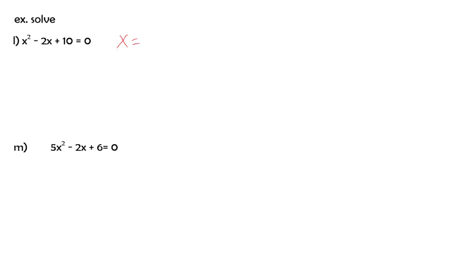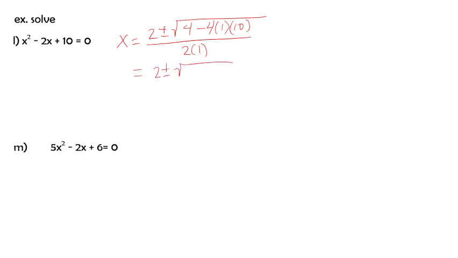So I'd say x equals negative b, positive 2, plus or minus the square root of b squared. That would be negative 2 squared is 4, minus 4ac, all over 2a. All right, let's simplify. So this would be 2 plus or minus the square root of 4 minus 40 over 2. So this would be 2 plus or minus the square root of negative 36 over 2.